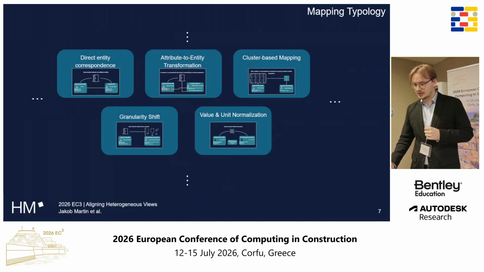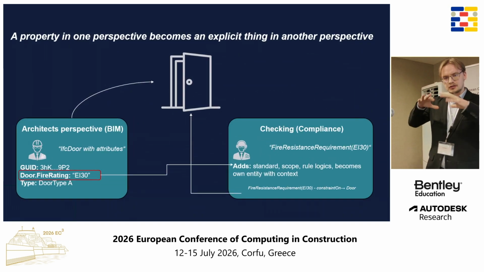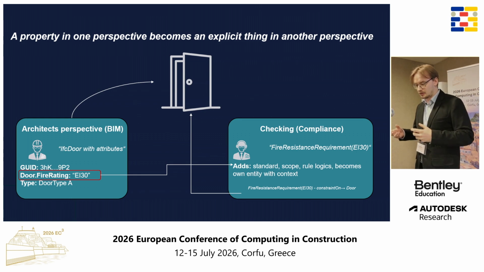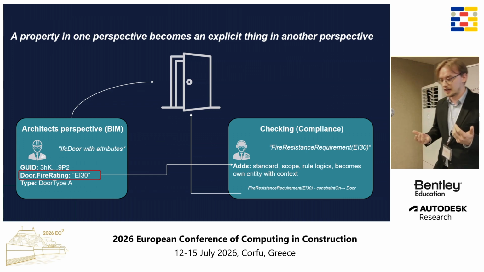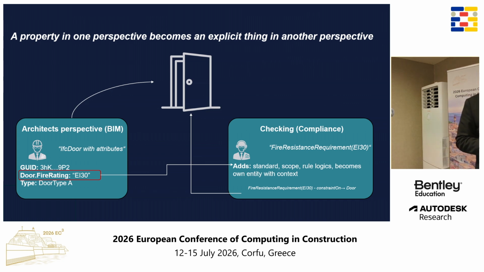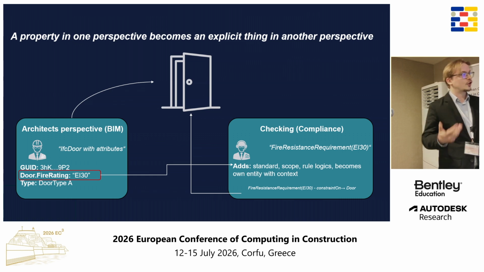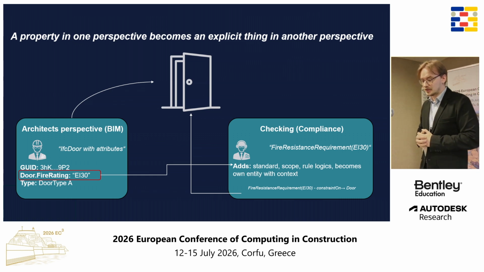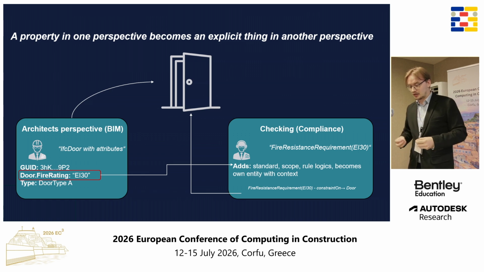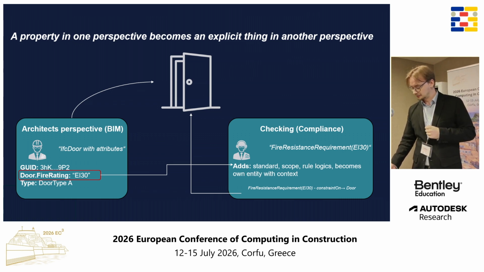So for the next type, we have the attribute to entity transformation. And this is where the simple alignment basically stops and where we cannot simply rename the attributes. So on the left side, for example, in the architect's perspective, we have a fire rating, F30. And on the right side, for the compliance checking, this becomes a requirement. And there we need different kinds of layers of information. So for example, different kinds of standards, scopes, rule logics, and there it becomes its own entity with context. And this is actually a more sophisticated type, and this is where it becomes really complicated.